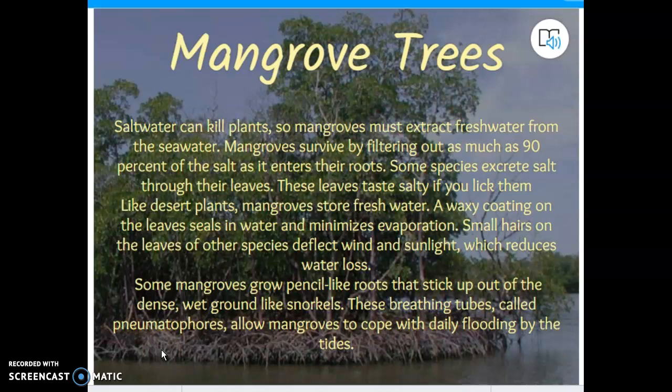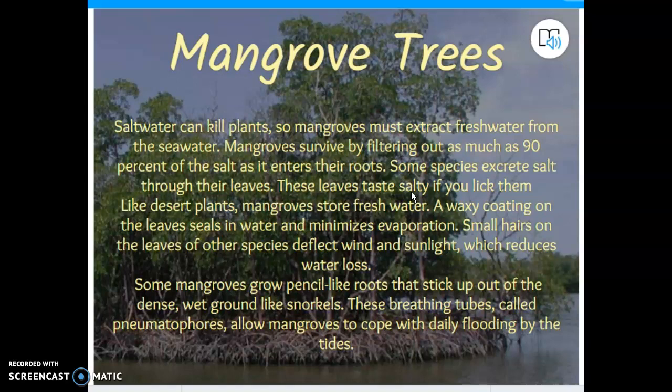And I mean this, if one of you does do that, please bring a mangrove tree leaf back to me, because these leaves taste salty if you lick them. Kind of have to figure that out on my own, because they're able to get rid of the salt through them. Like desert plants, they store fresh water. They have a waxy coating on the leaves that stops them from going through transpiration.